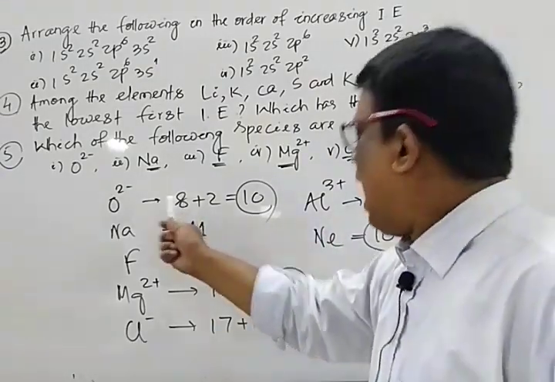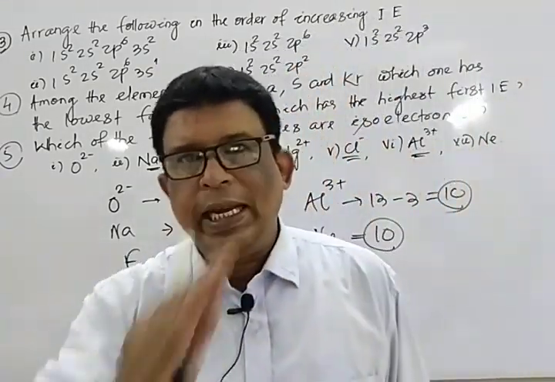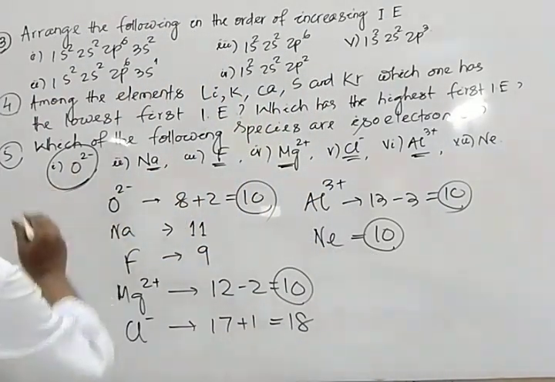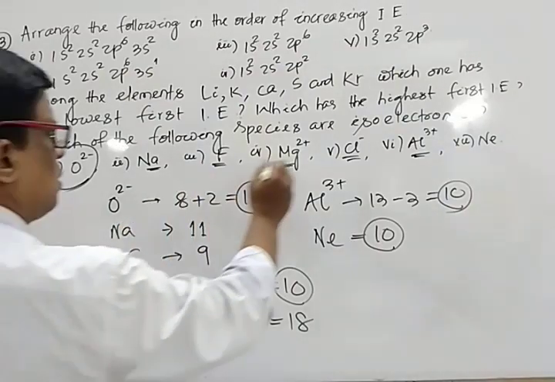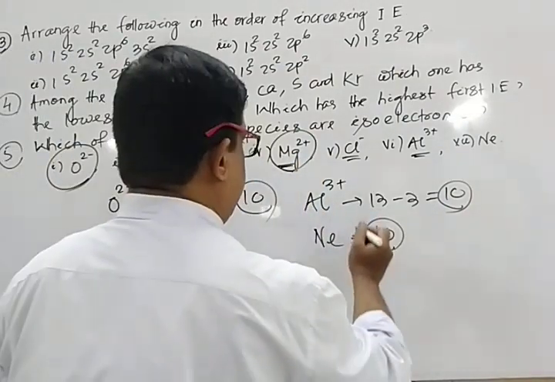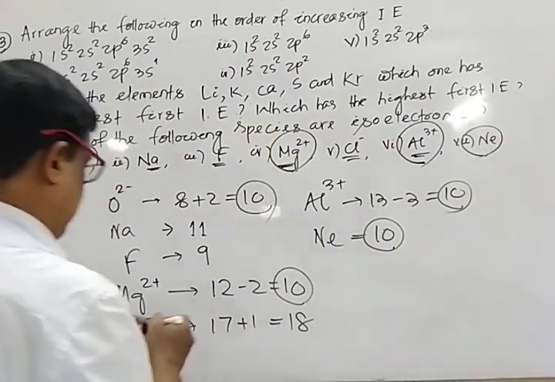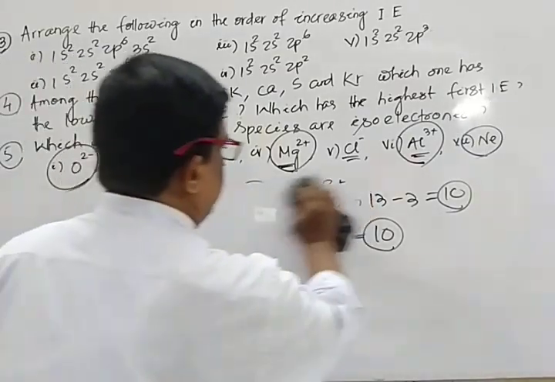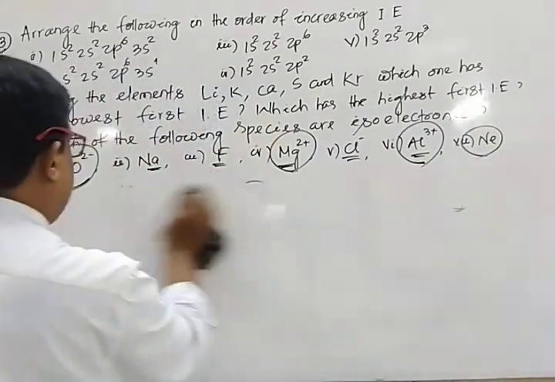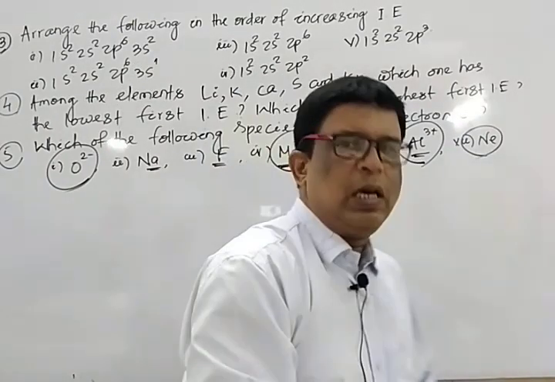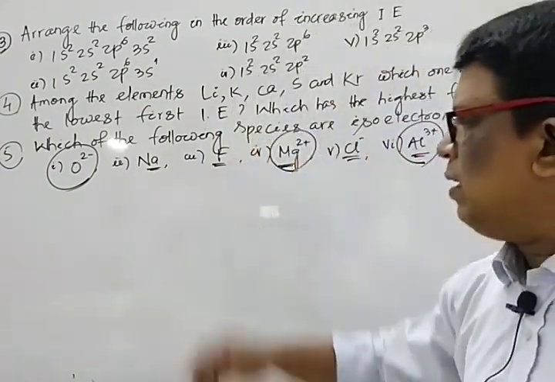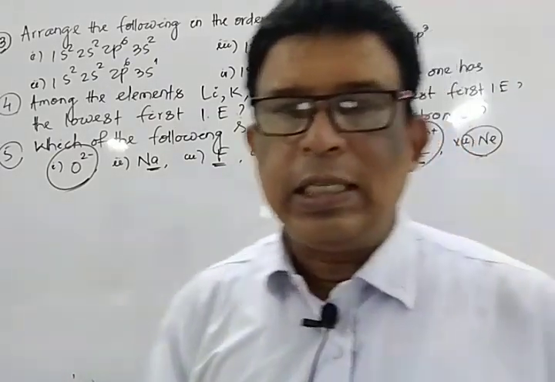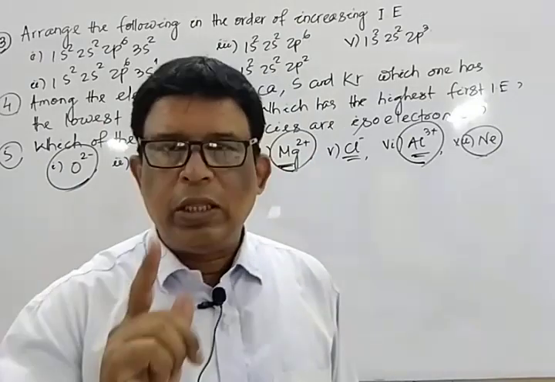And the question is to arrange these isoelectronic species in decreasing order of atomic size. So if we observe, the isoelectronic species are O2 minus, Mg2 plus, Al3 plus, and neon. And we know isoelectronic species means atoms or ions having the same number of electrons. So if we observe, then we arrange them in decreasing order. What is the concept?